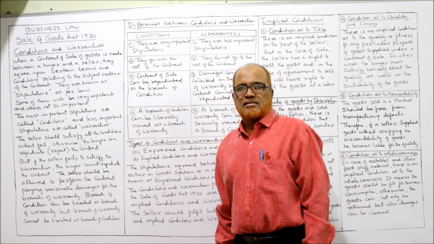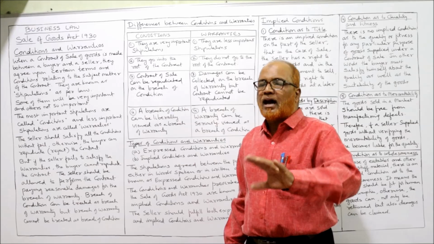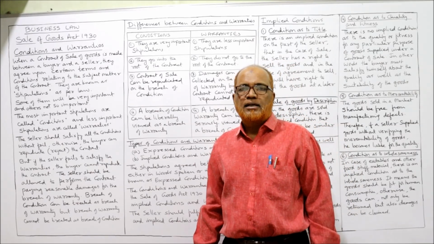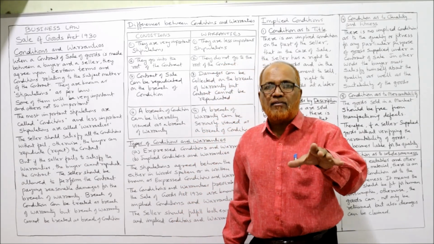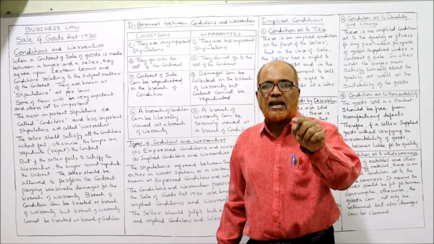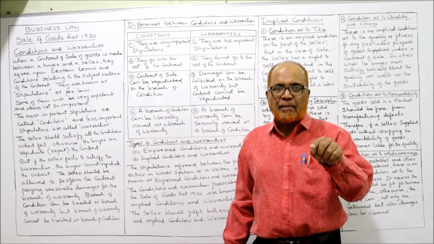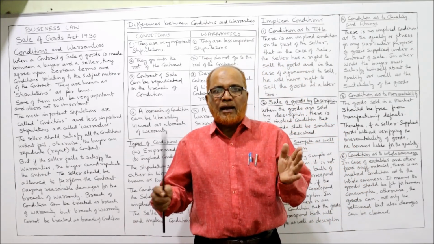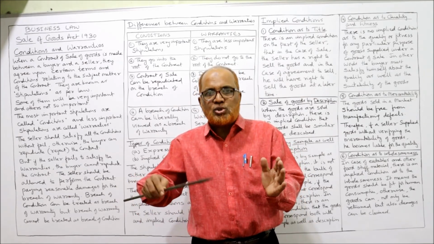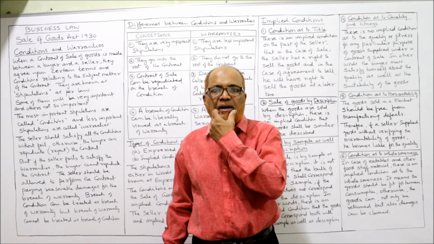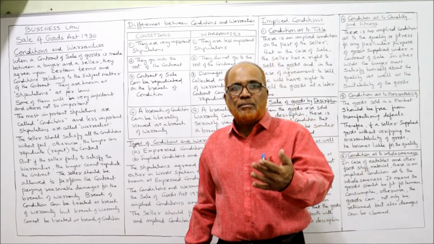Conditions and warranties. When a contract of sale of goods is made between a buyer and a seller, they agree upon certain terms and conditions regarding the subject matter of the sale agreement. For example, A and B are the seller and buyer of a car. A wants to sell, B wants to buy the car. So the car is the subject matter. When A is selling the car and B is buying it, there may be some terms and conditions.